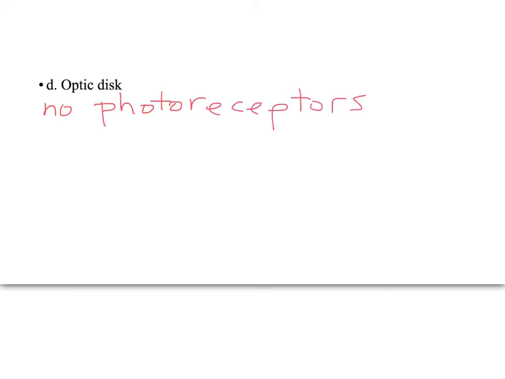So, because there's no photoreceptors there, if the image falls on the optic disc, you don't see anything. So that's also known as your blind spot. All right, so the reason there's no photoreceptors there is that that's where the optic nerve enters the back of the eye.